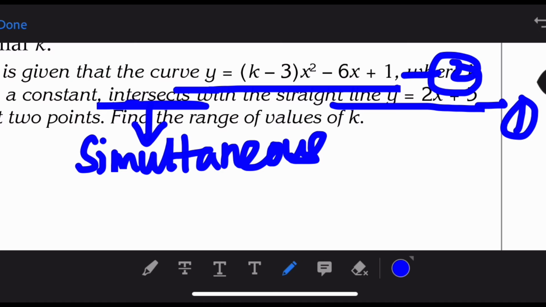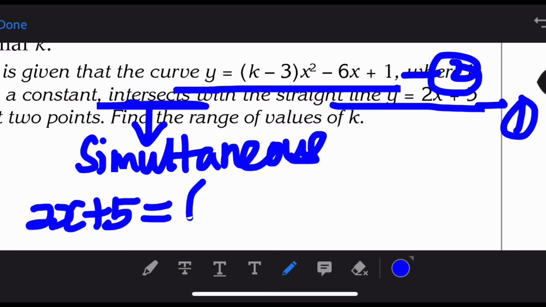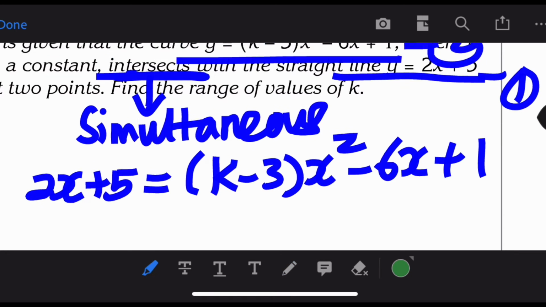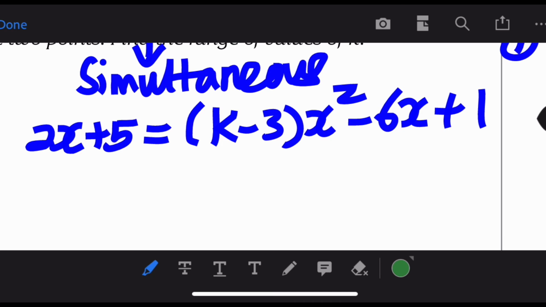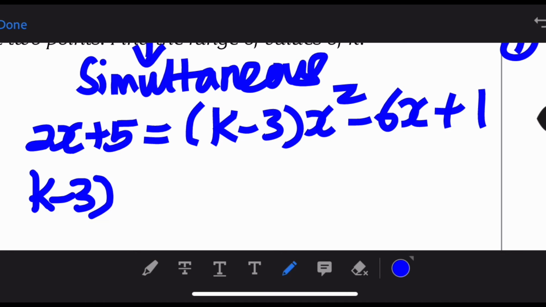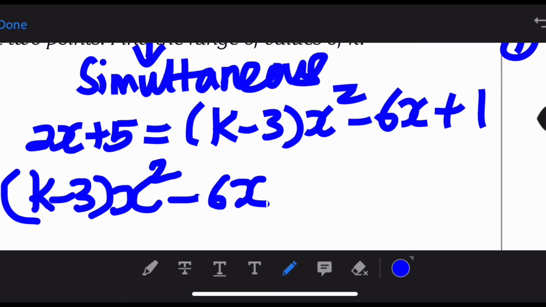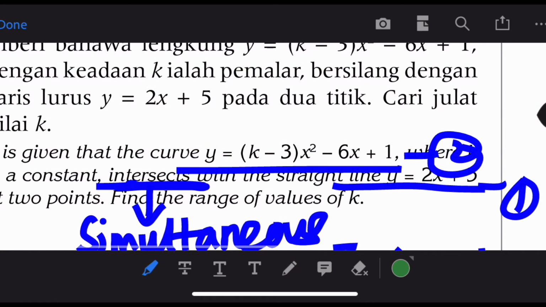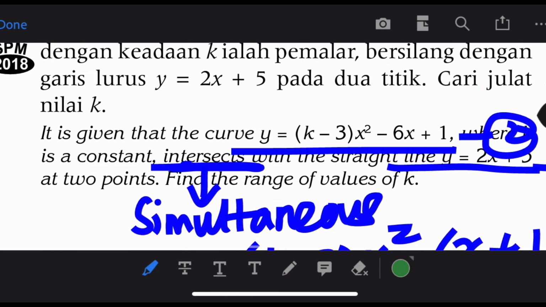Intersect means it will meet. So when it meets, you have to do simultaneous equations. This is a very basic concept that you must memorize. If you see intersect and you still don't know what to do, that means you cannot do it at all. So always remind yourself, intersect you have to do simultaneous equations, and then you arrange in general form, right? Then I'm sure you should know how to do it, because I just explained to you.